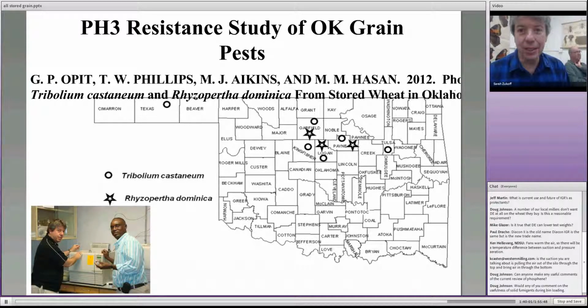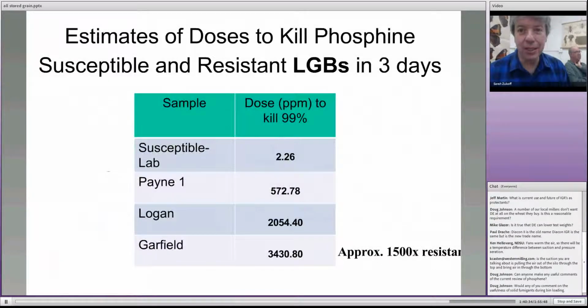So the question is, do we still have resistance after Zettler and Kupras did that study 25 years ago? Yeah, and it was because George Opit, pictured on the right here with me on the left, went back out in Oklahoma and studied the same places that Garrett Kupras and Larry Zettler went to. And instead of just 1 out of 8 populations of Tribolium, red flour beetle, every single one of them had resistance, and every single one of the lesser grain borers had some level of resistance. And not to dwell on the slide too long, what they found in Logan County, for example, was that the dose to kill lesser grain borers was pretty high.